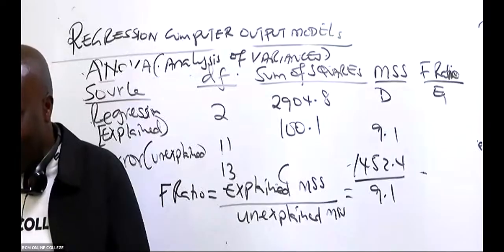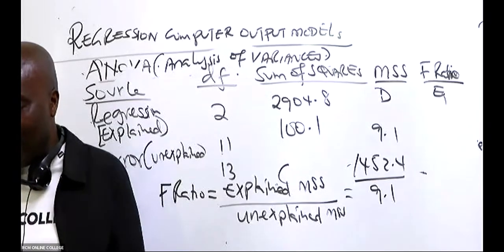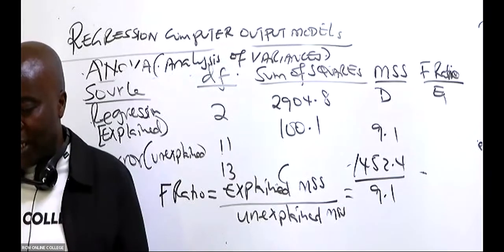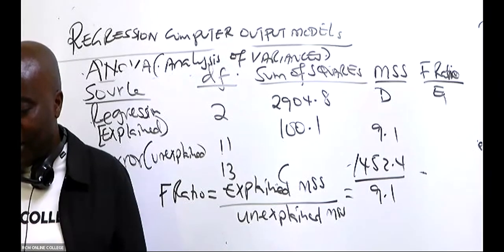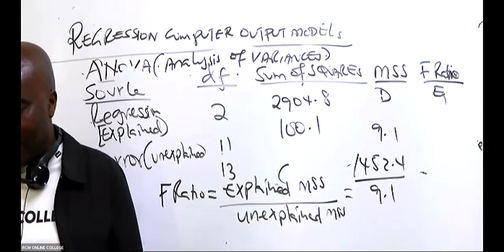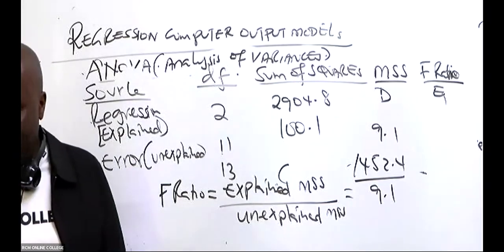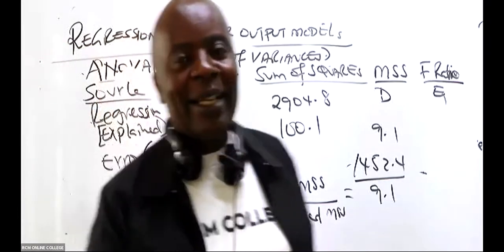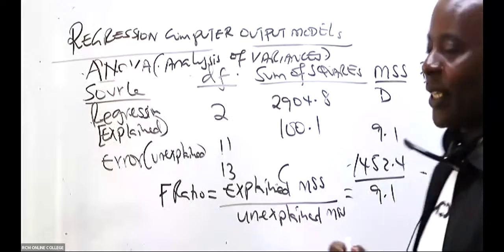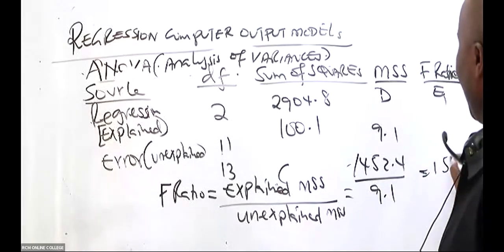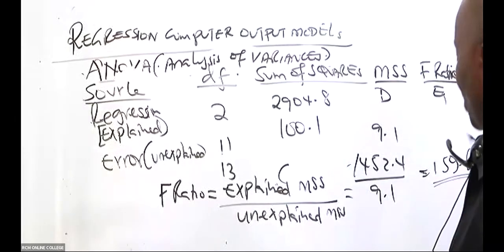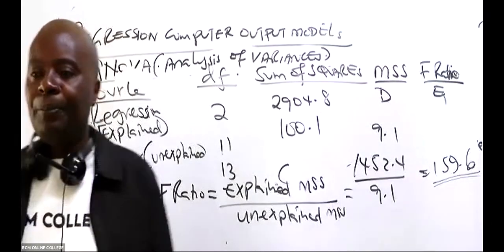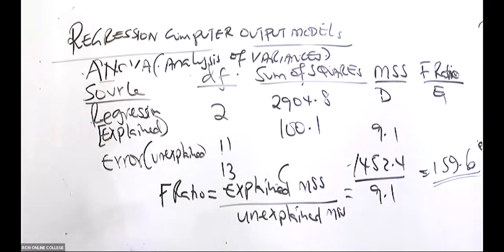Online ninjas, are you able to confirm whether we are together? All right, they are following. So what figure do you get, ladies and gentlemen? 159.6. Thank you very much.